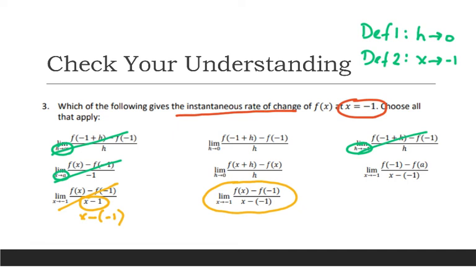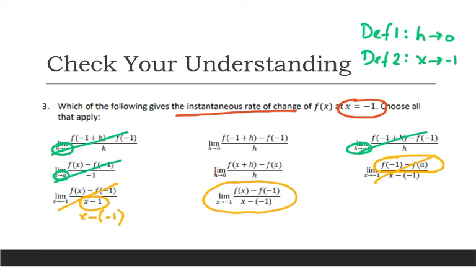Looks awesome. Okay, and then one more over in the right column, I see this x approaching negative 1. But look at that numerator. That's not how it's supposed to be, right? It's supposed to be f of x minus f of negative 1, and that's not right. So we've got one definition 2 so far.